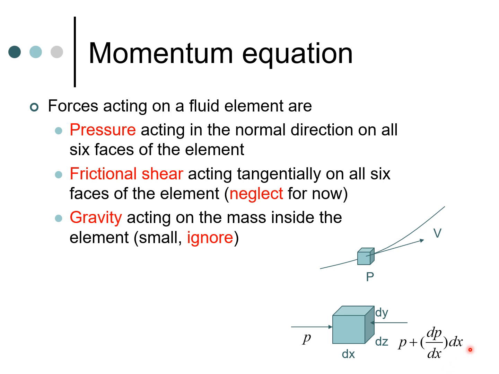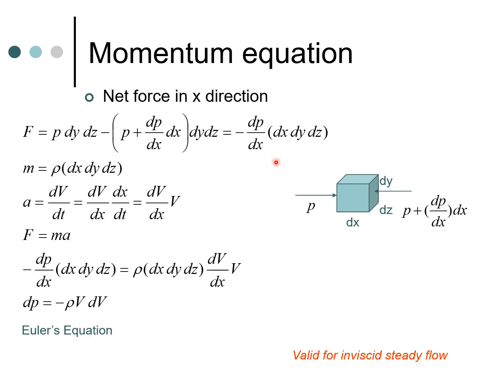Pressure acts in the normal direction on all six faces, but we are going to only consider one direction because we want to form a very simple form of this equation. Frictional shear is of course going to be there, but right now we are simply going to neglect it. Gravity is also going to be there acting on this mass, but again it's small relative to the pressure related forces, and so we are going to neglect it.